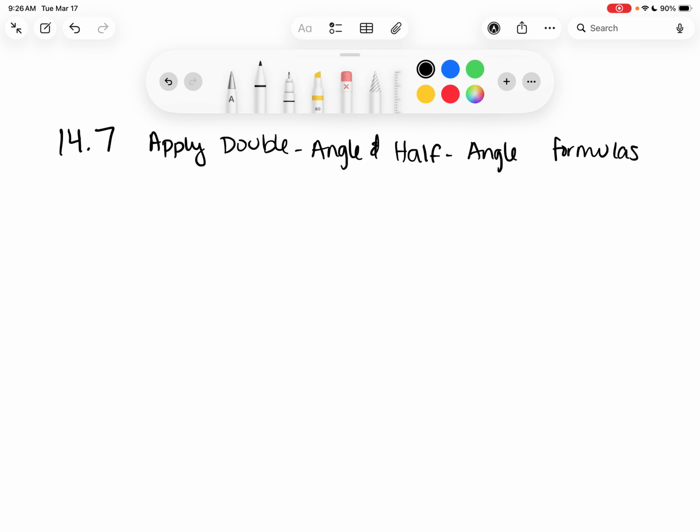And then half angle formulas get used in similar situations to where we use sum and difference formulas. But in a lot of cases, it's problems where, unlike the sum and difference, there's not two values that add up to equal what we need.